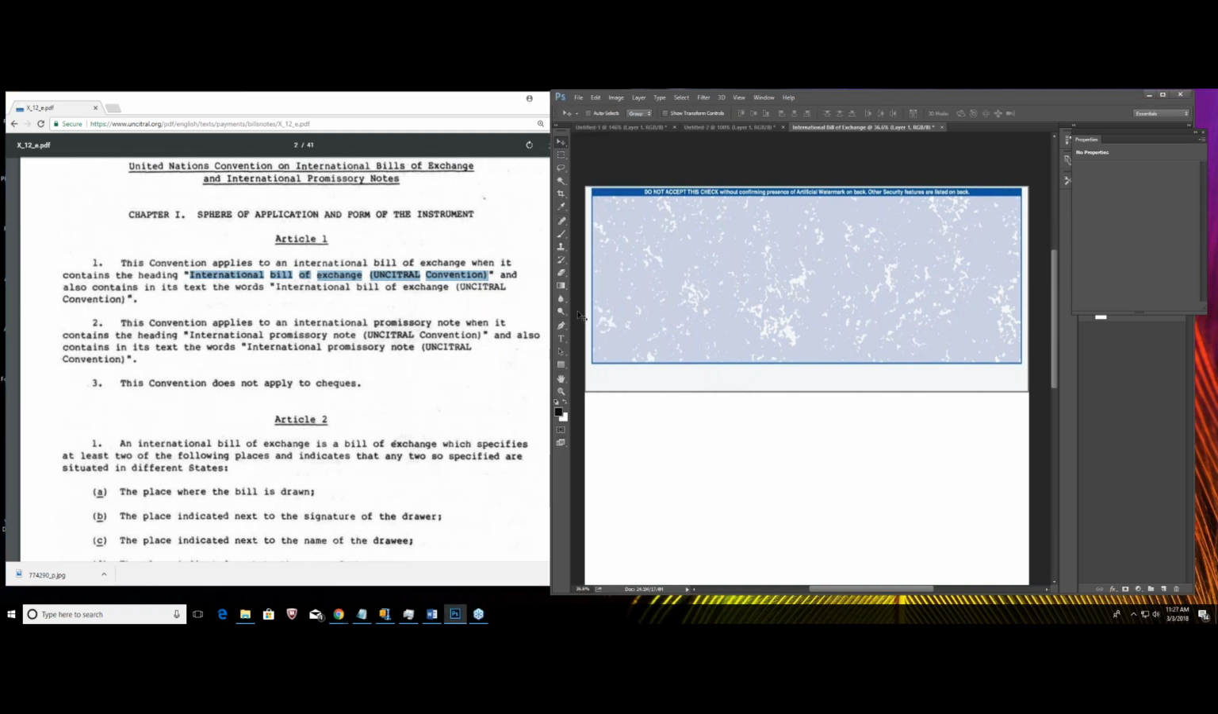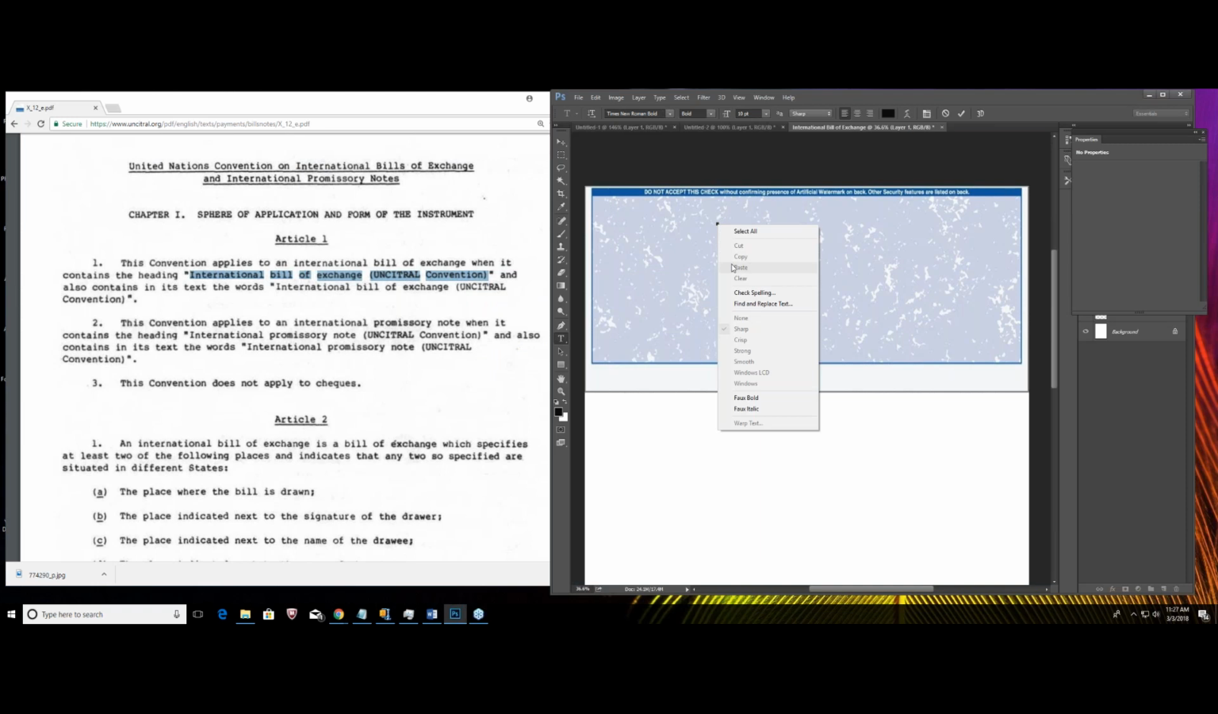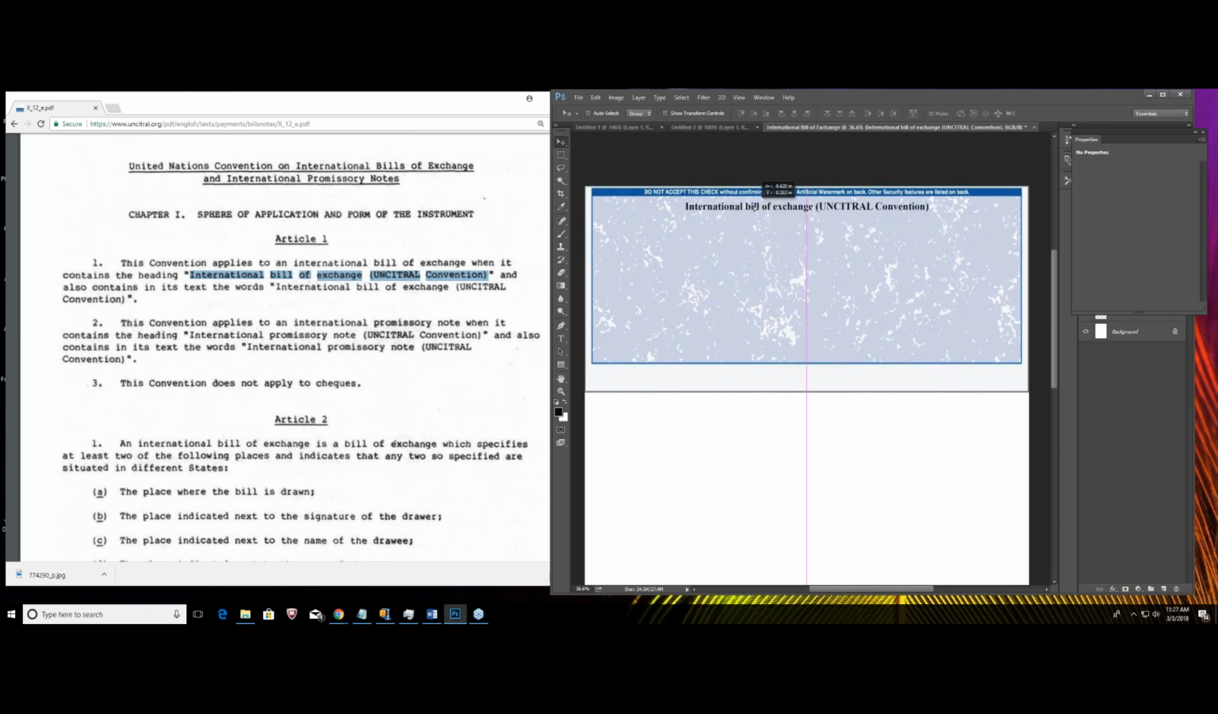So we go over here and click our text tool. All right, you can see we have International Bill of Exchange. I just added that in. Let me make it a little bigger. Okay, that's too big, about 14 points. So we got that. Step one, International Bill of Exchange. We have that in there.